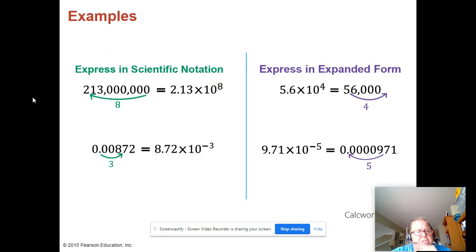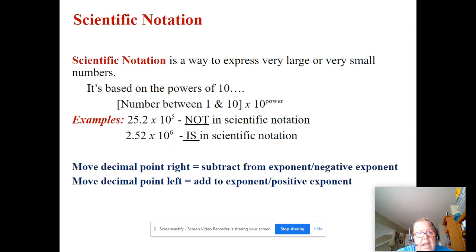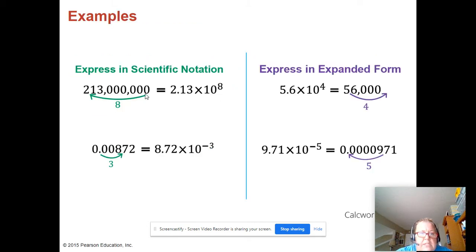Here's, excuse me, a couple other examples. Here we have 213 million, and to rewrite that, because it's a big number, we're going to move the decimal to the left. When we move it to the left, it has to be between the 1 and the 2, because that makes this number between 1 and 10, which is what you have to have. Moving the decimal 1, 2, 3, 4, 5, 6, 7, 8, that would be 8 places to the left. So our exponent would be 8.